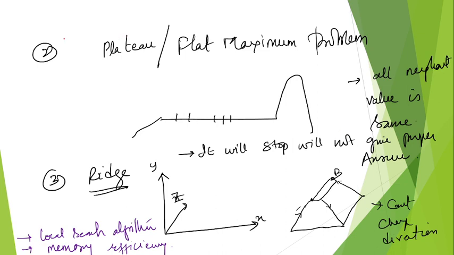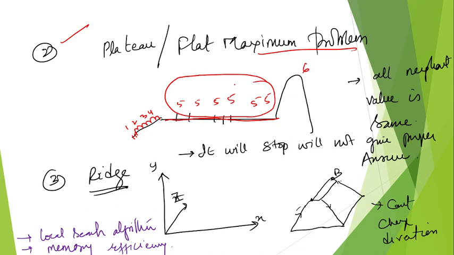We have another problem with this one: plateaus or the flat maxima problem. What do you mean by flat maxima problem? You are climbing a hilltop, like this, and then a straight path comes. Let's take an example: 1, 2, 3, 4, and then 5, 5, 5, 5, 5, 5. Then this is 6. So when you're calculating, you are getting all 5 values. All the neighbor values are the same. We call this a flat or plateau maximum, where there is no change. You may get another heuristic value later, but after 3-4 stages you are getting only 5.